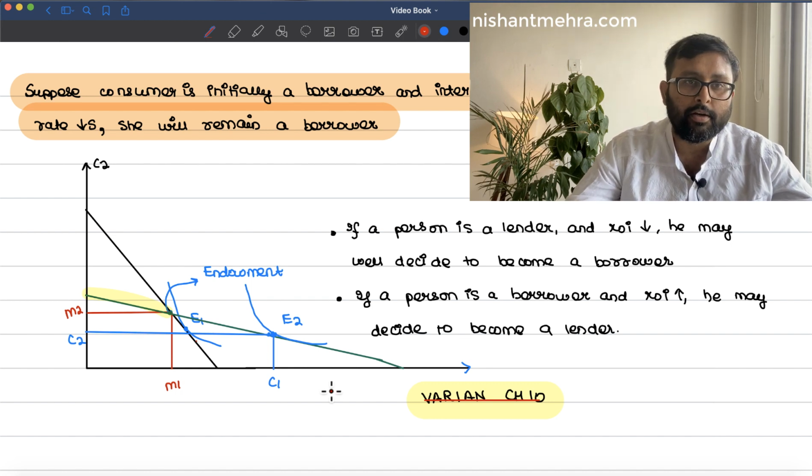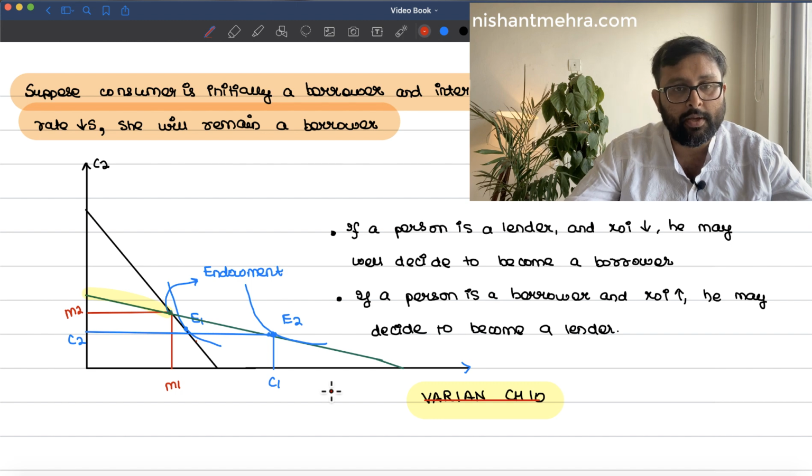Intertemporal choice will remain intertemporal choice, whether Rubinfeld and Pindyck discuss this, or Varian discusses it, or Nicholson and Snyder discuss it. Whosoever it is, you have to do the back questions. You have to do the questions. They will be helpful to you.